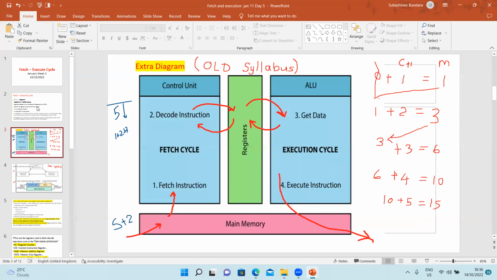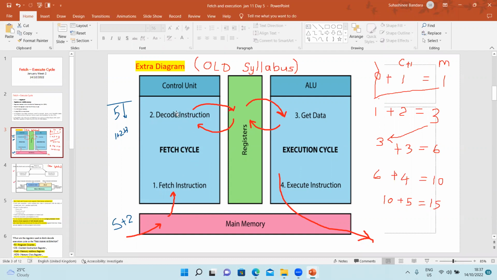This is a very important diagram in the fetch execution cycle. Actually, we first input data through the random access memory. Main memory means random access memory. Data and instructions, everything, move to the control unit. We call sending data or instructions to the CPU, that is the ALU, as fetching. So sending data to the CPU is fetching. The CPU consists of the control unit and ALU. It's moving to the control unit.